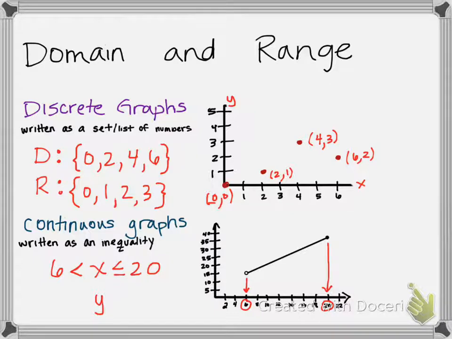Now the other way around are y values. The lowest y value that is used is 15. So that goes over here on the left. And again, it's an open dot. And then the highest y value that it uses, it looks to be 35. But that's a solid dot. So this is how we write our domain and our range for continuous graphs.